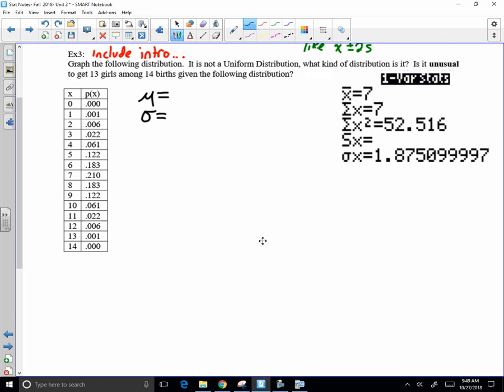All right, so I kind of expected, like in the situation, I sort of expected if there were 14 births, roughly a 50-50 split. So that feels right, a mean of 7. And then the sigma, 1.875. I had no sense of that, but I did kind of expect this. So that was a value I expected.